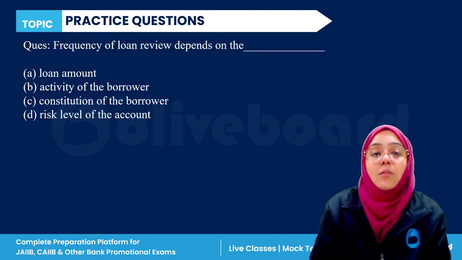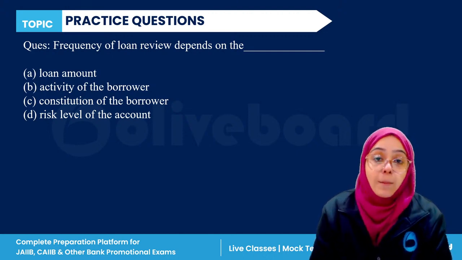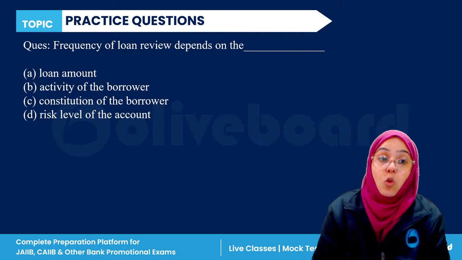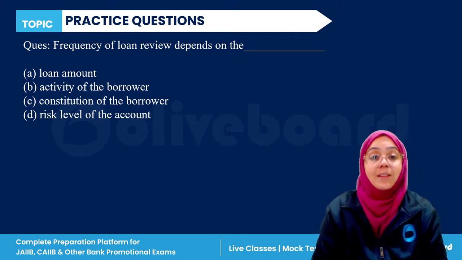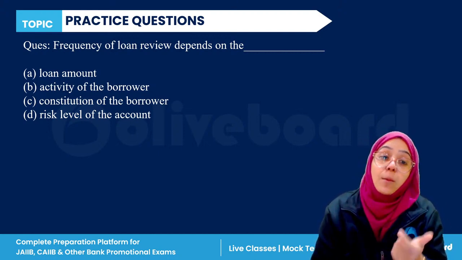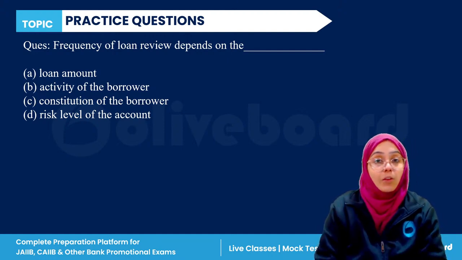Frequency of the loan review depends upon what? It depends upon the loan amount, the activity of the borrower, the constitution of the borrower, or the risk level of the account. Very easy. While giving the loan, what did you consider? Loan amount, activity of the borrower, constitution of the borrower, or the risk level of the account.